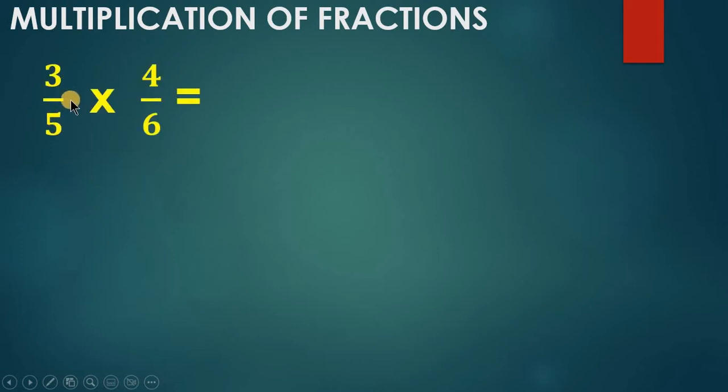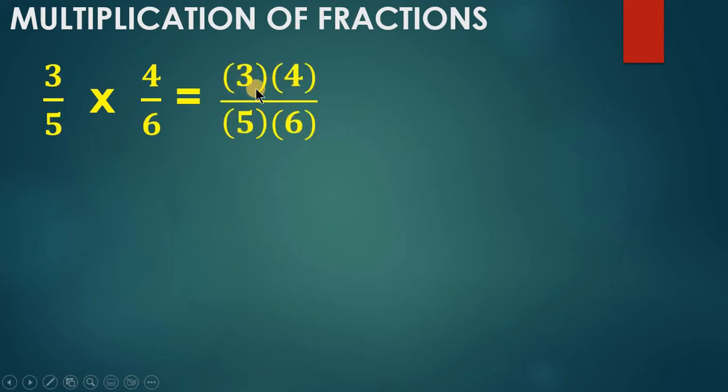So we have here 3 all over 5 multiplied by 4 all over 6. So syempre, yung number 1 natin is multiply the numerators and the denominators. So ito na siya. So 3 multiplied by 4 and then all over 5 multiplied by 6. So 3 times 4, so we have 12, and then 5 times 6, so we have 30.